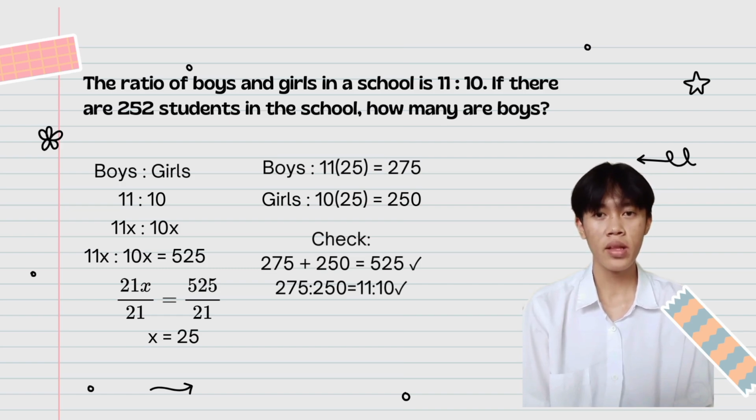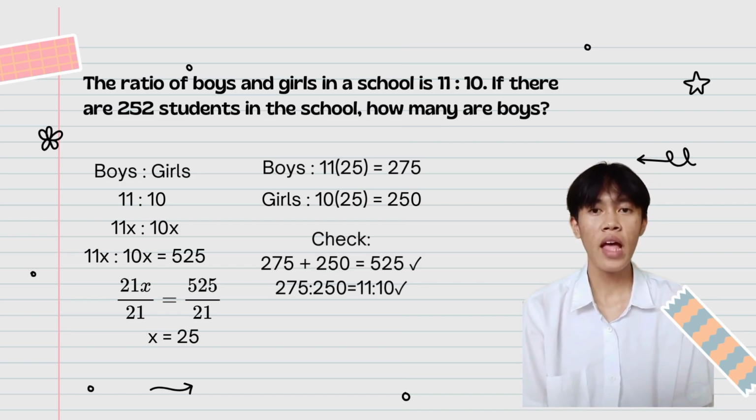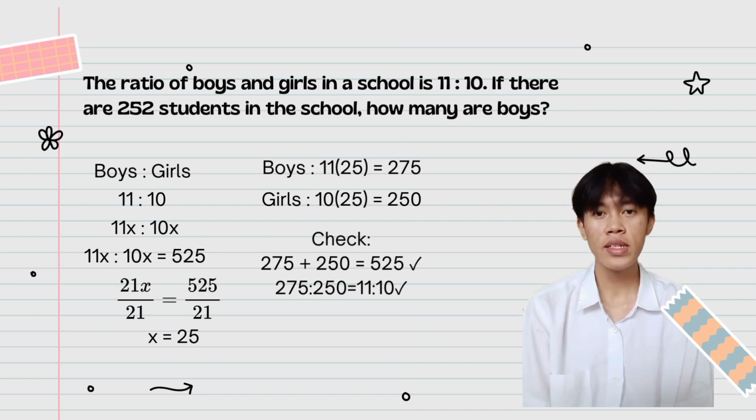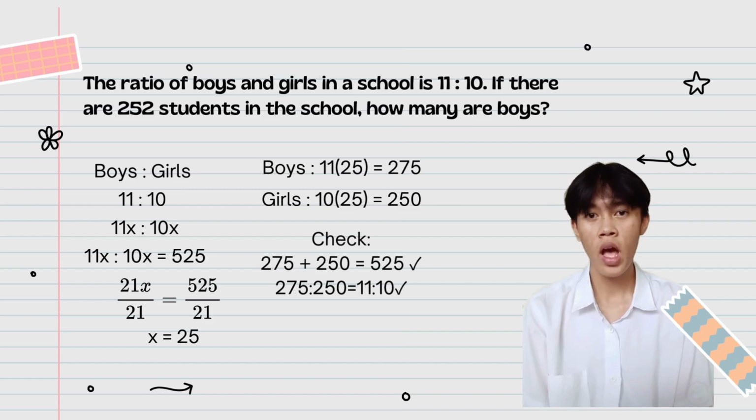Divide the top and bottom by 25. And this does simplify to 11 over 10. So after this, we check that 275 is our solution to the first one.